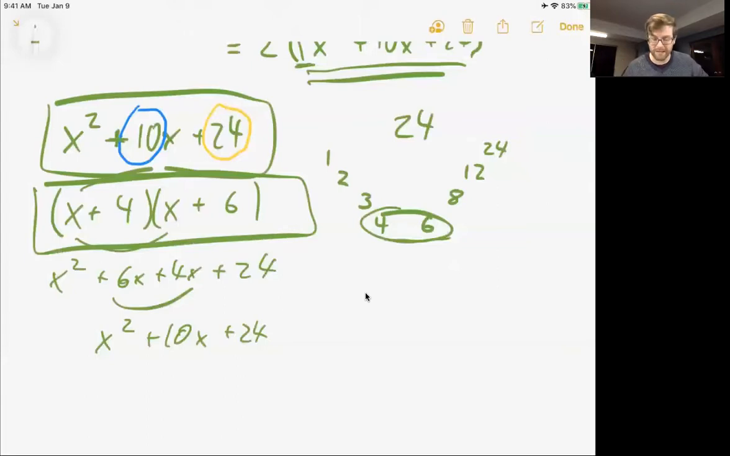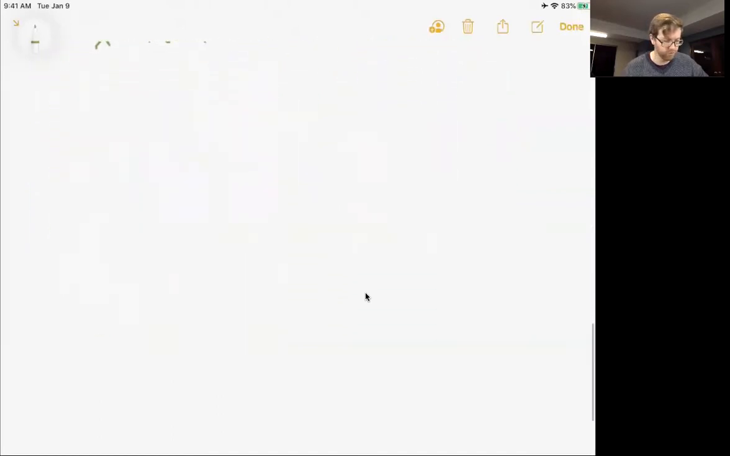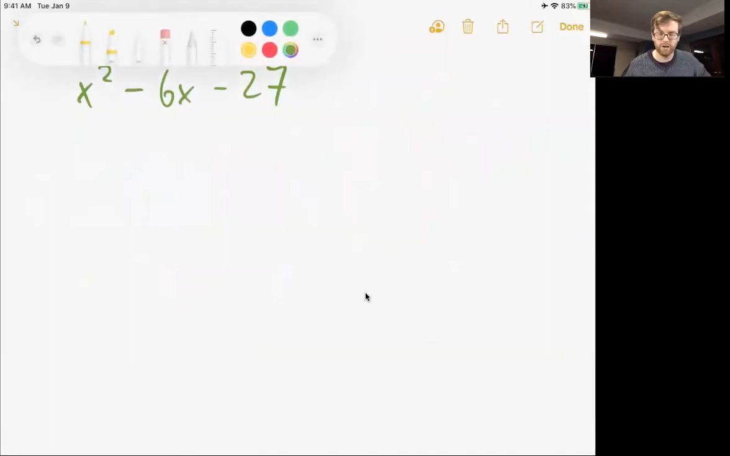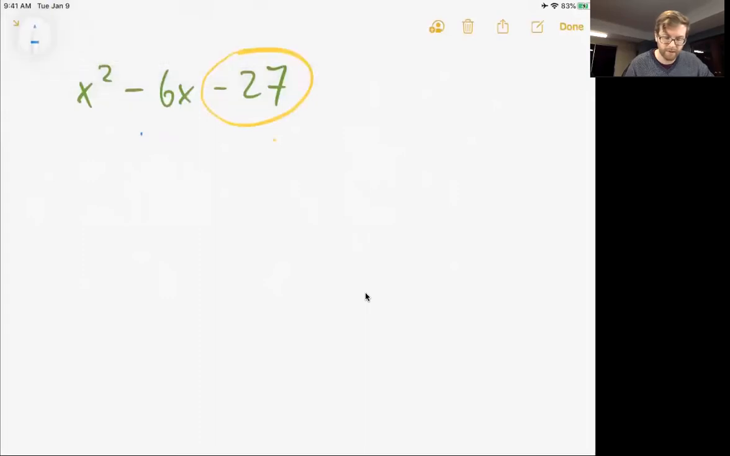So let me give you another example, just another example to work through where not everything is positive, okay? So still, it's the same situation where we're looking for two numbers which when multiplied together equal negative 27 in this case, and when summed equal negative 6. So that's what we're searching for.